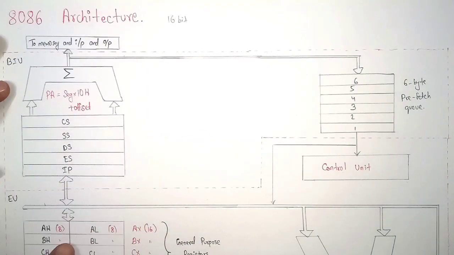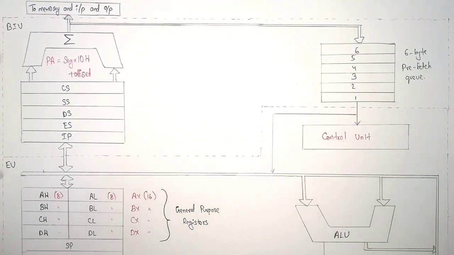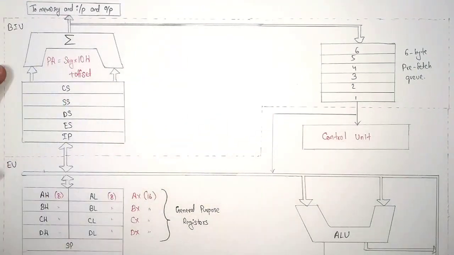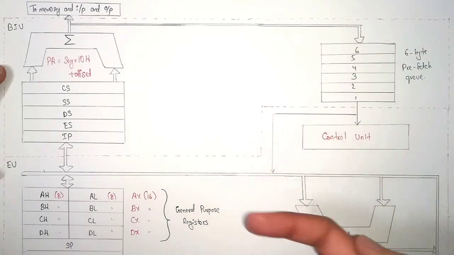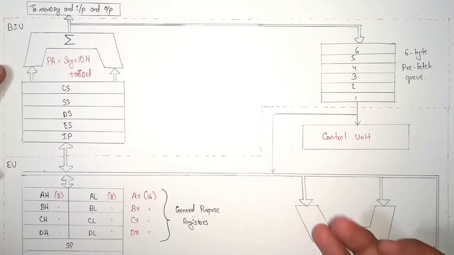It is divided into two sections, that is BIU and EU. BIU stands for bus interface unit and EU stands for execution unit. Now you might ask, why is it divided into two sections? Then the answer is pipelining.